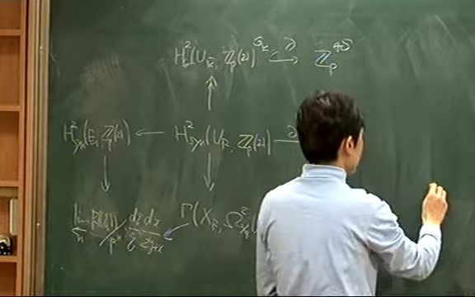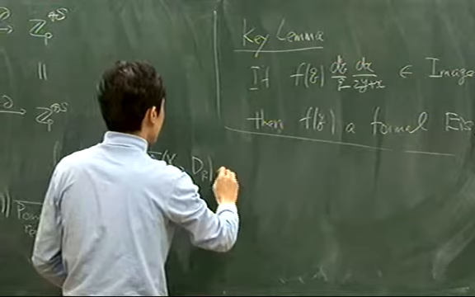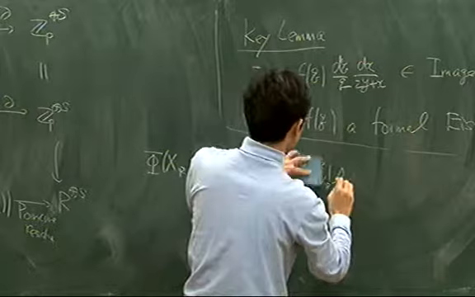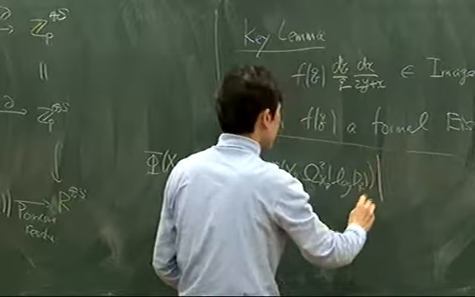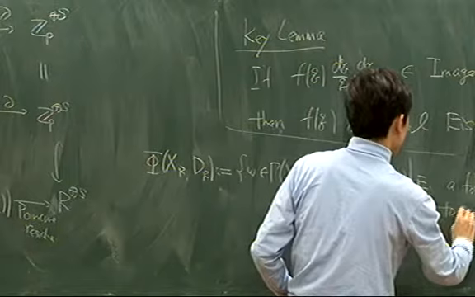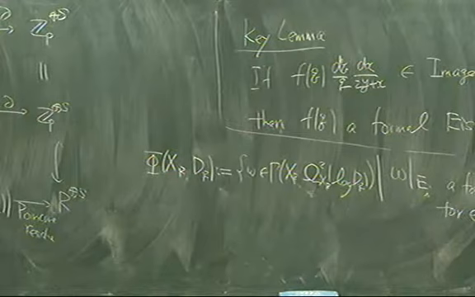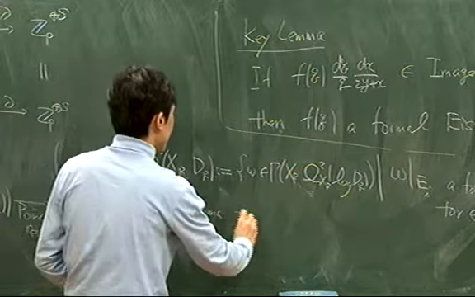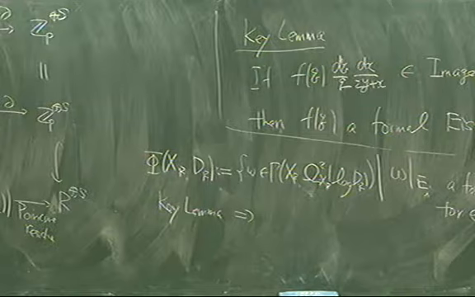So we define phi, XR DR, the subspace of XR omega 2 Xi log, omega DR log DR, such that it is a formal Eisenstein for each i. Then by the key lemma, this space is contained in the image of the syntomic cohomology groups.